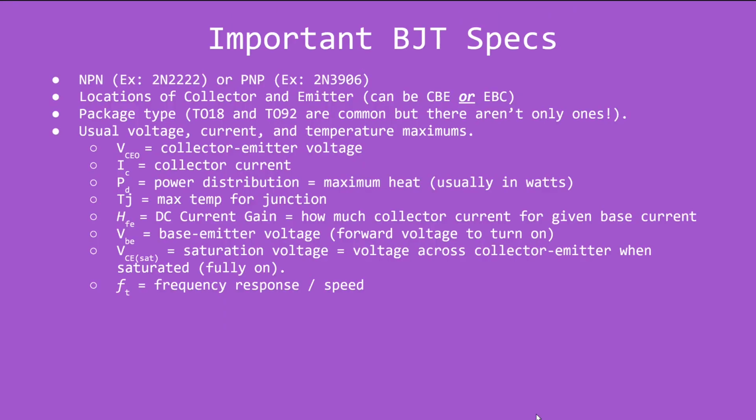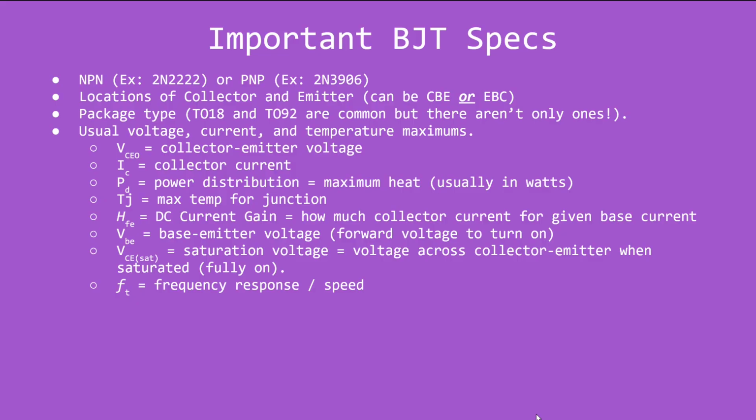Some of the specs that are important: if it's NPN or PNP, that's the first biggie. The location of where the collector and emitter are, it can be one order or the other. There's not a guaranteed standard. What kind of package type? We just looked at TO92, but they aren't the only ones. Usual stuff about voltage, current, and temperature maximums.